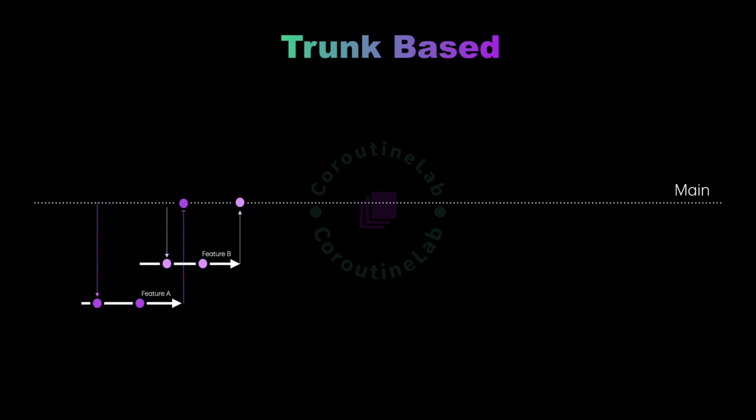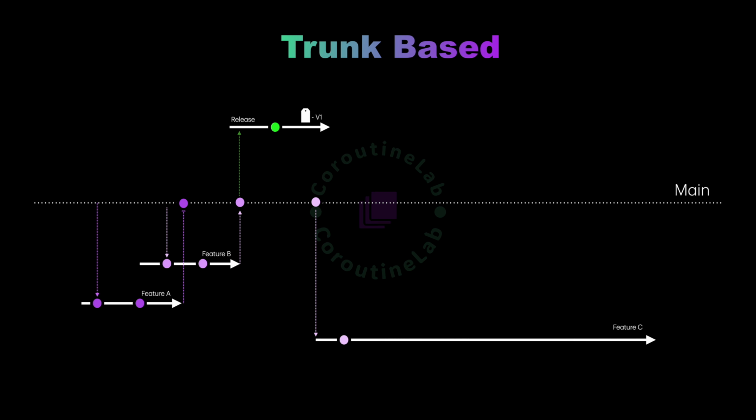A key enabler of this approach is the use of feature flags, which allow teams to deploy code without exposing unfinished or risky features to end users. Before merging, changes undergo automated tests, unit and integration, and code reviews to ensure branch stability. Once the changes pass all checks and are approved, they are merged into the main branch.